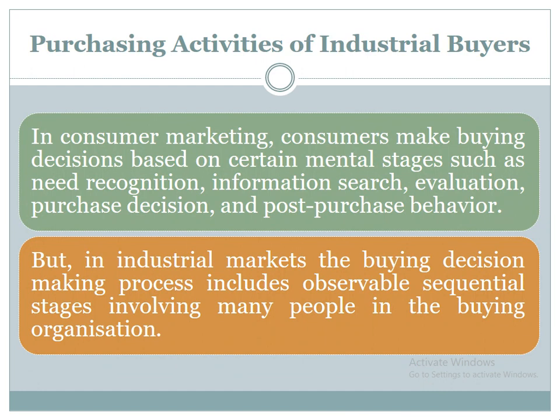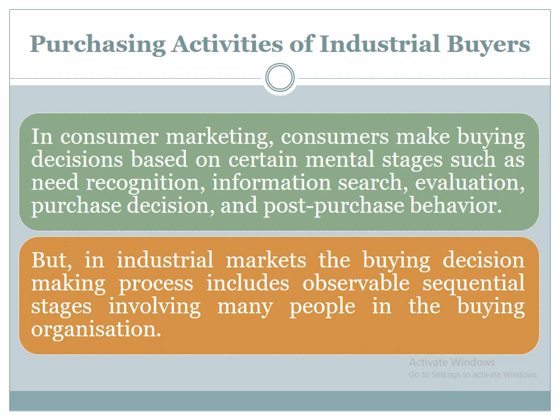In consumer marketing, which we may have seen in another chapter or another subject, consumers make the buying decision based on certain mental stages. Need recognition is the first step, then information search is the second step, then evaluation of various alternatives in front of them, then the purchase decision takes place. After that, there is post-purchase behavior. So this is the typical consumer buying decision process, which consists of these 5 steps.